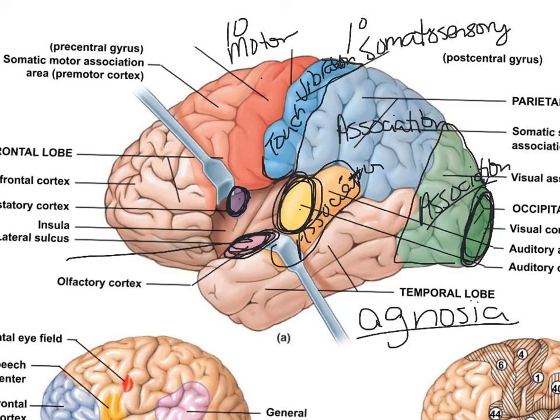Then we have a motor association area, and if you remember that gyrus right in front of the central sulcus, that precentral gyrus, we said was the primary motor cortex. That's up here, not a 10, it's a 1 with a little prime. So that's the primary motor cortex. And the association area is right in front of that. It stores learned patterns of movements. It stores your learned movements. It's your muscle memory.